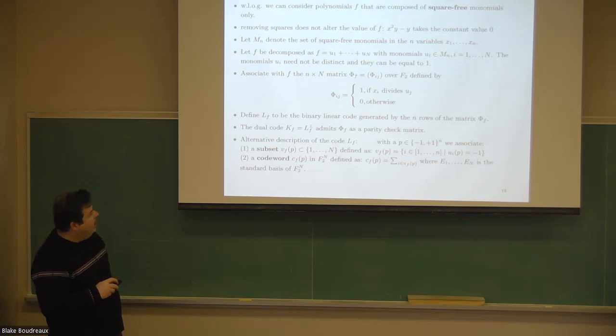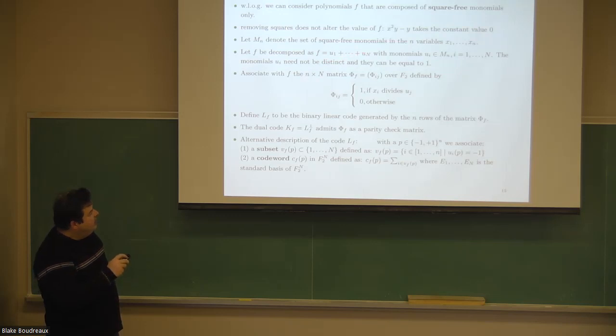So now how is this code constructed? First of all, we can consider only square free monomials. And the reason is that if you look at this expression, for instance, x squared y minus y, this is always 0, no matter what x and y are, if they are plus and minus 1, because x squared is equal to 1. So this is 0. Therefore, you decompose F as a sum of monomials, which are square free monomials.